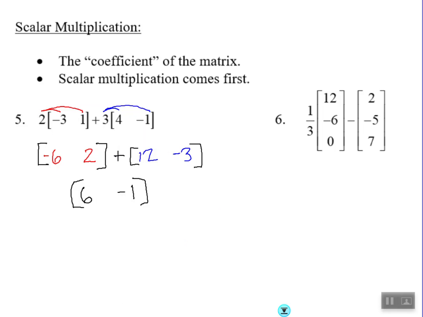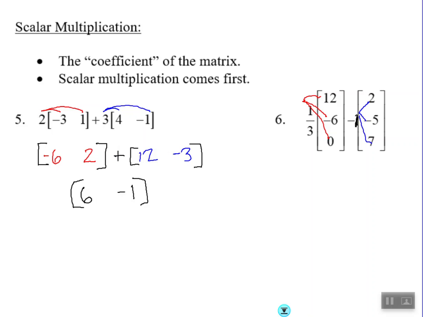For number 6, we have a scalar of 1/3 that we need to multiply to every element of the first matrix. And since we are subtracting, that is also similar to having a scalar of -1. So we need to multiply the second matrix by -1.